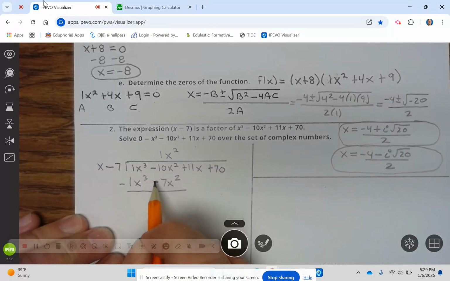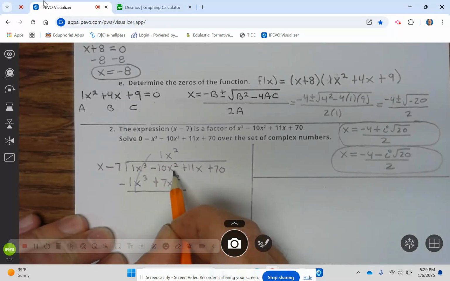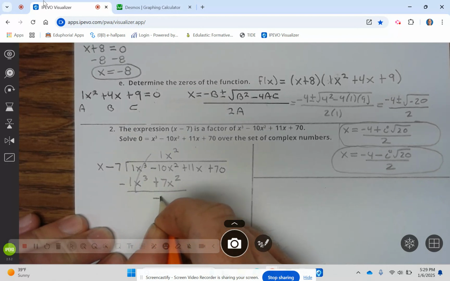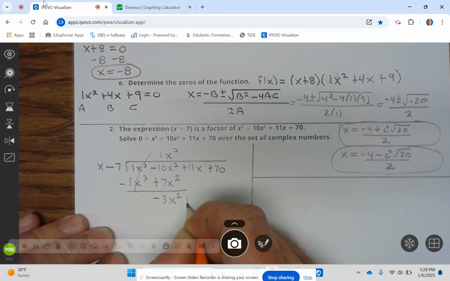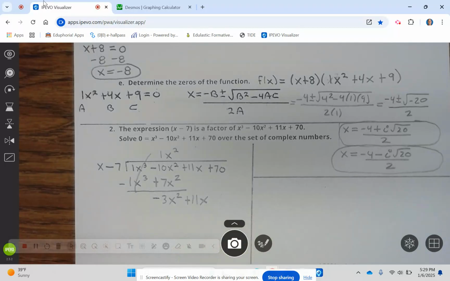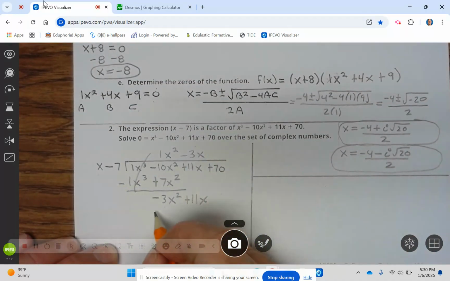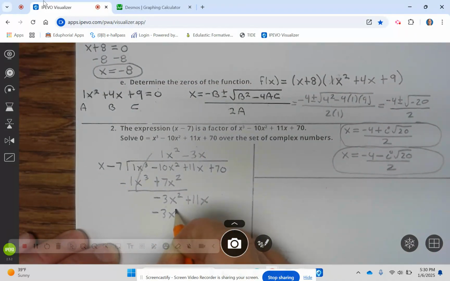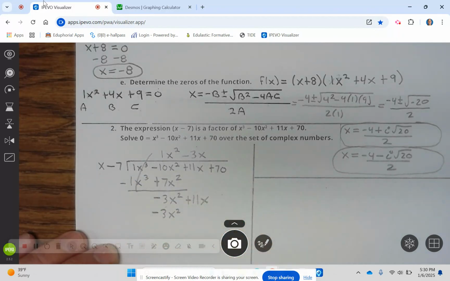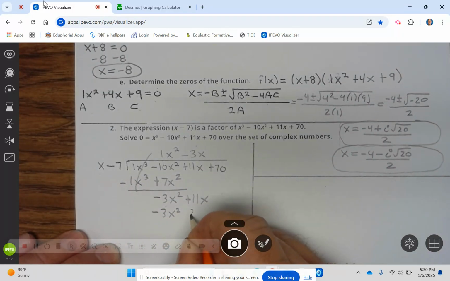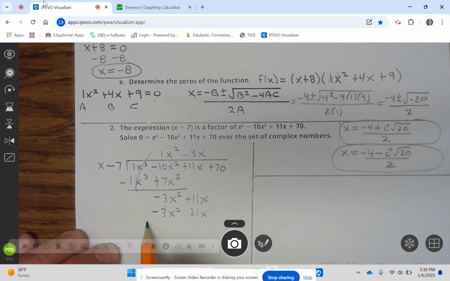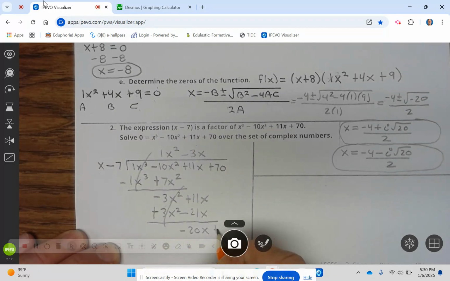We subtract. We subtract the negative, it becomes positive. Cancels. Negative 10x squared and 7 is minus 3x squared. Go ahead and bring down the plus 11x. Now we ask ourselves, what do we multiply x by to give us negative 3x squared? The answer to that is minus 3x. And then we multiply. Negative 3x times x is negative 3x squared. And then negative 3x times negative 7 is a positive 21x. We subtract, that becomes positive, minus, cancels, you're left with negative 20x plus 70.